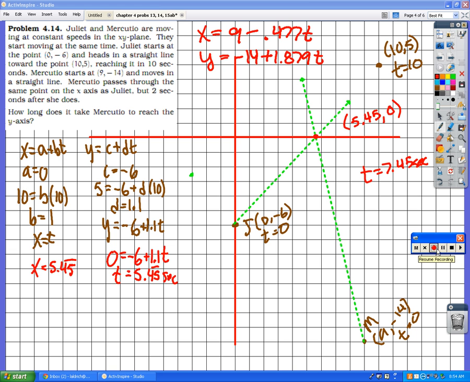All right, so you should come up with those equations. And again, all I've got going here is I've taken this one right here, x equals a plus bt, and I'm substituting 5.45 for the x. What did we figure out a is? The x coordinate of their original starting point, so 9. So 5.45 equals 9 plus b times 7.45 seconds. So subtract those, divide by 7.45, and you get this.